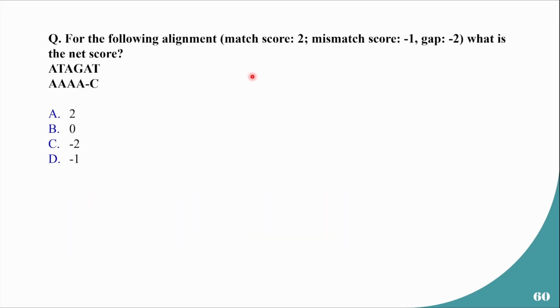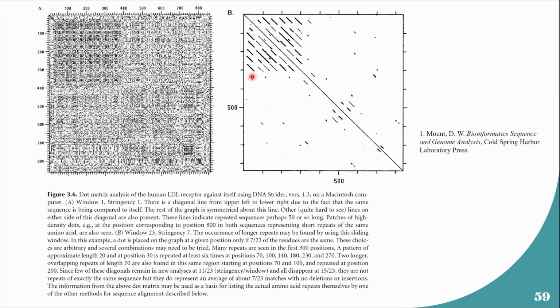Excuse me, in the previous example, you told us the window size is 23 and stringency is 7. So the dot will be placed exactly in the center of that 23 window size? Yes, yes. The dot will be placed exactly at the center of this 23 window size.